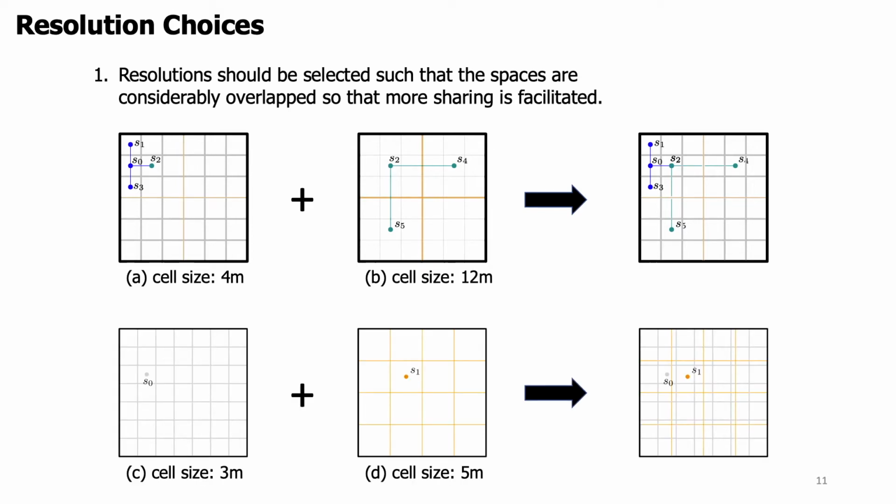On the second row of the figure, when the map is discretized with 3 meters and 5 meters resolution, there will rarely be transitions between two resolution spaces, because states like S0 will largely exist in high resolution space, whereas S1 will only exist in low resolution space.